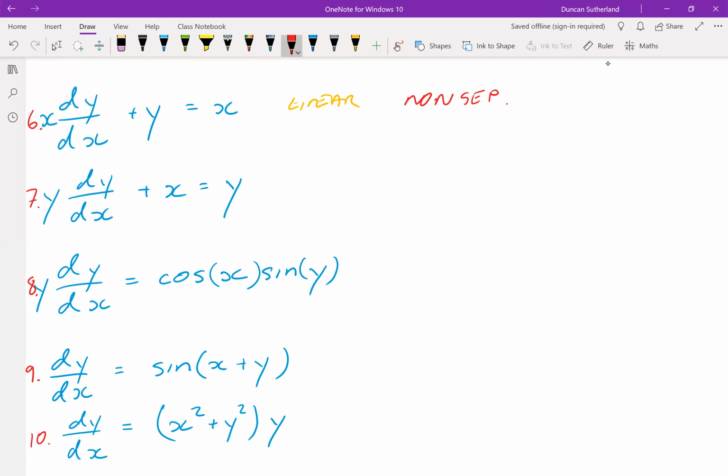Number 7, we've got a function of y. Can we get rid of it? Yeah, we could divide through by y to try and get rid of it, but then we'd have an x divided by y. It's going to be nonlinear, right? And that assumes special cases, y not equal to 0. So this is nonlinear. Is it separable? No, because we've still got this additive x thing. We're not going to be able to move everything onto the right-hand side and rewrite it.